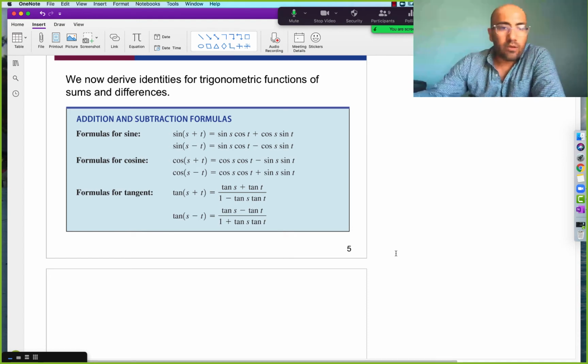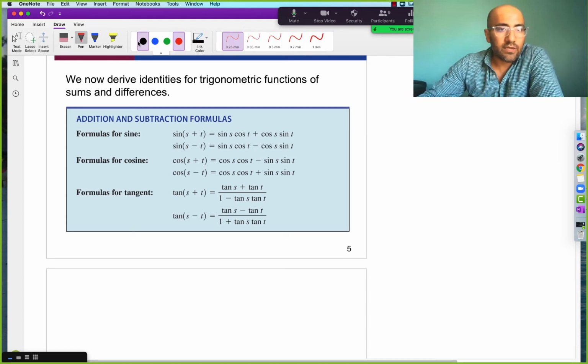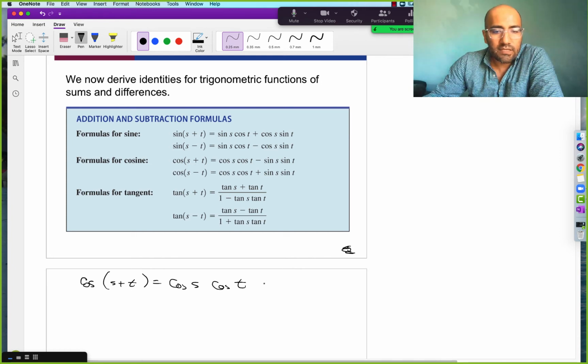So the first thing I want to remind you of, we're going to use a couple of things a lot. So one of the things in proving this, so let's prove that the cosine of s plus t is equal to cosine of s cosine of t minus sine s sine t.